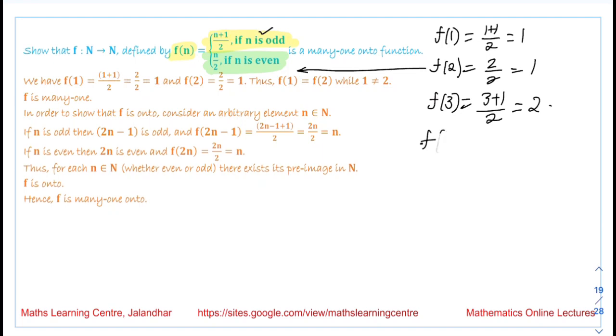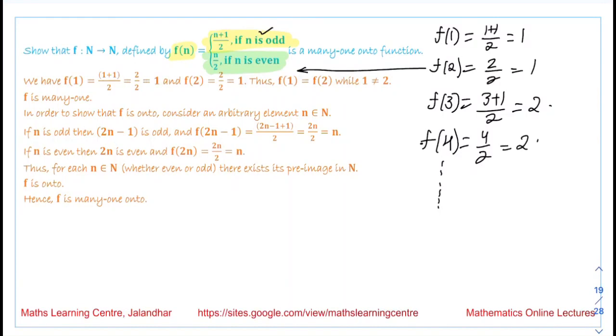That is 2. Then we are writing f of 4. The answer we will obtain is 4 by 2, that is equal to 2. So likewise, if we continue, we will obtain the images of these numbers 1, 2, 3, 4 and so on.